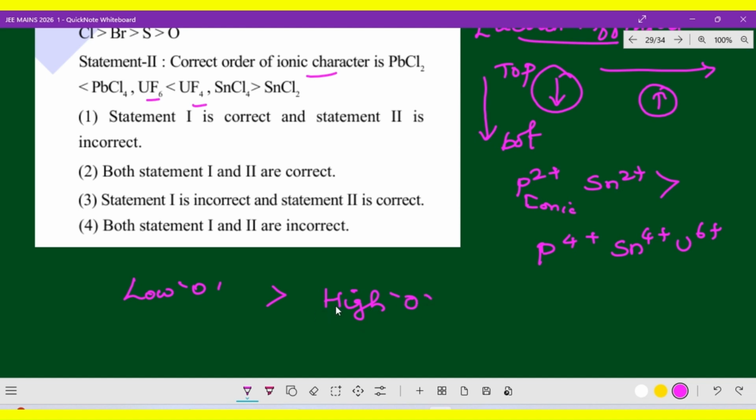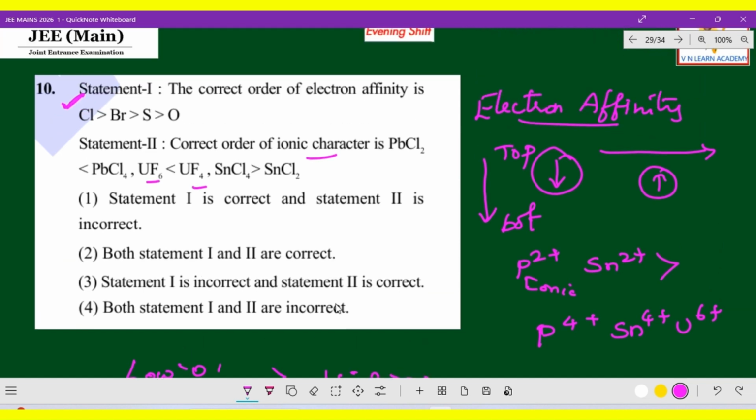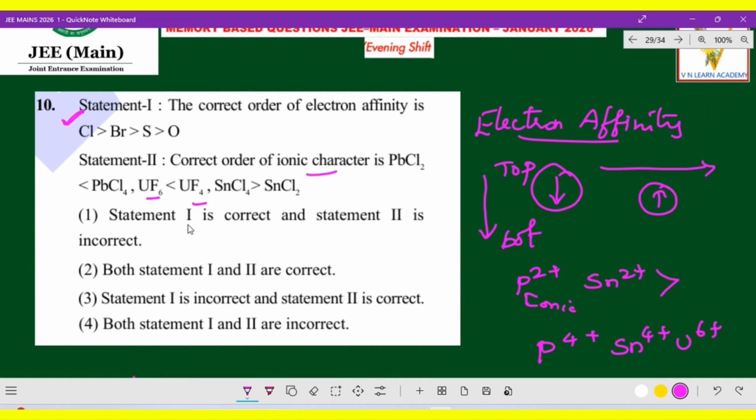So among this, the first one is correct, but the second one is incorrect. This second statement is not the correct way. So statement one is correct and two is not correct. So this is the correct option. Come on, let us go to the next question.